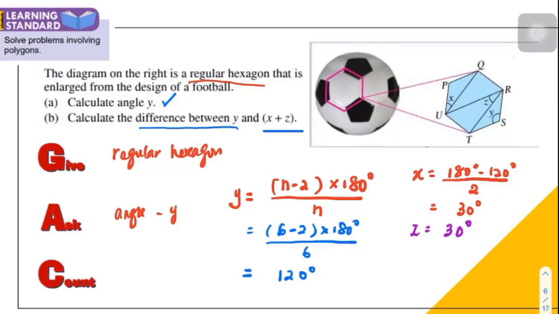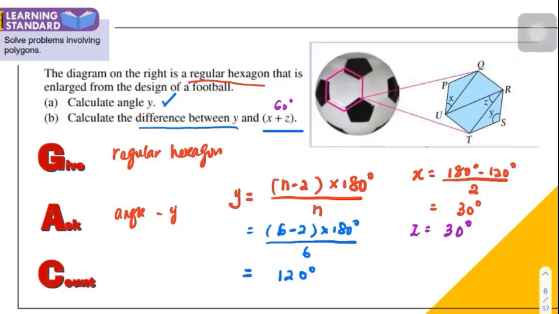So now you get the X, you get the Z, you have the Y. So did you manage to answer part B or not? How to continue? Find the difference means plus or minus. Minus. Find the difference, so you have to minus. So X plus Z, X is 30, Z is 30. So X plus Z, you get 60. You got 60 right here.